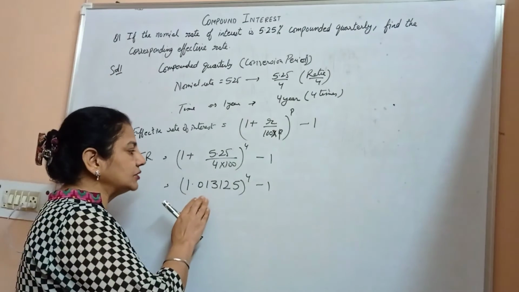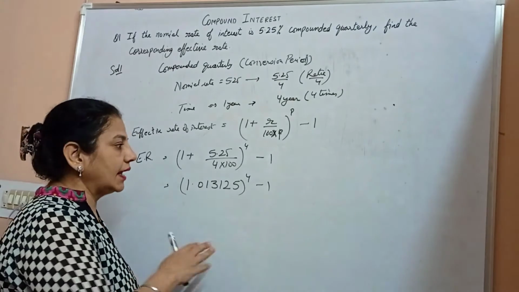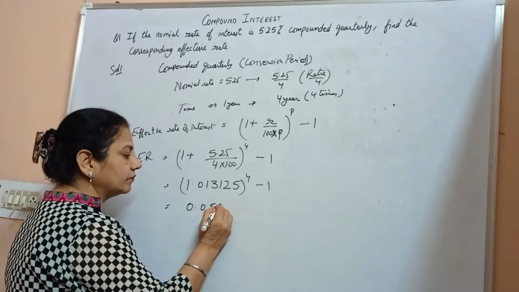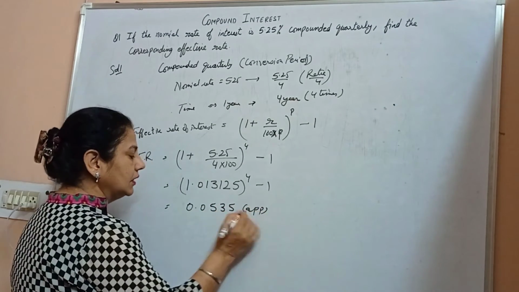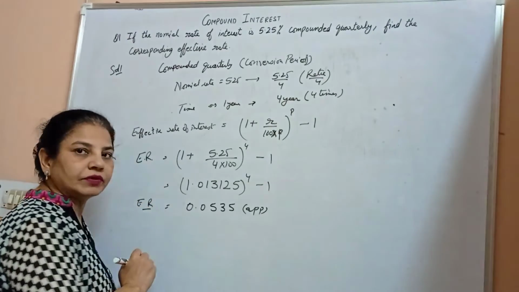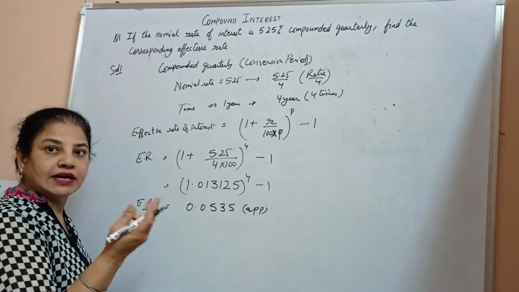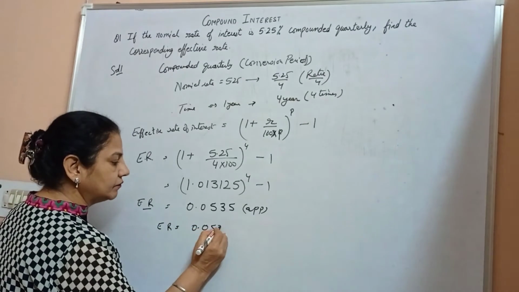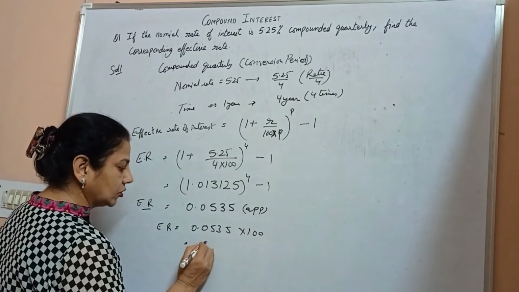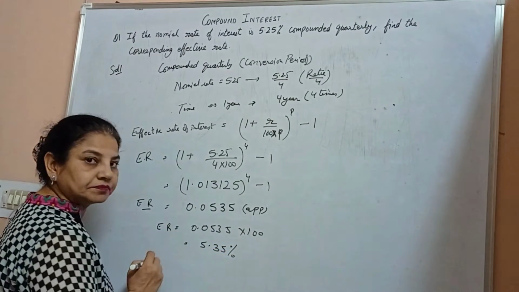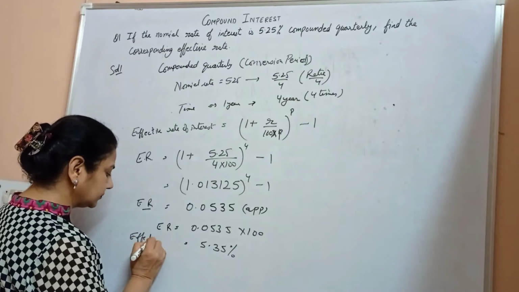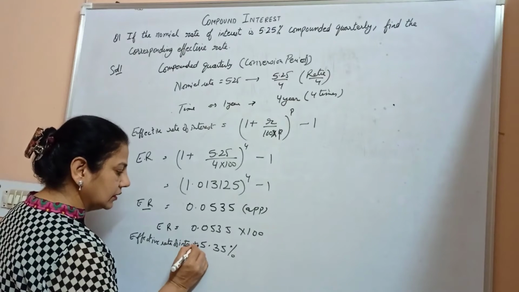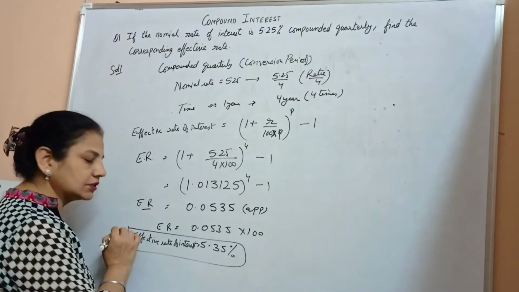Now if you multiply 1.013125 four times and then subtract 1 from the result, you will get 0.0535 approximately. This is the effective rate of interest. But as we have to give the rate of interest in percentage, we multiply 0.0535 by 100, which comes out to be 5.35%. So the effective rate of interest is equal to 5.35%.